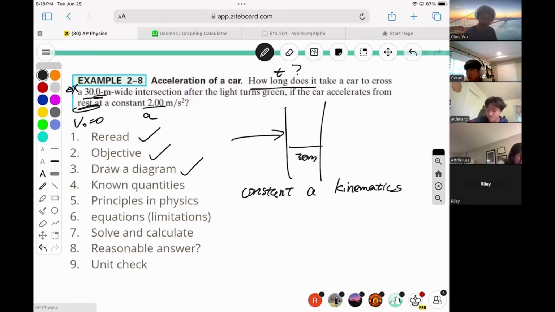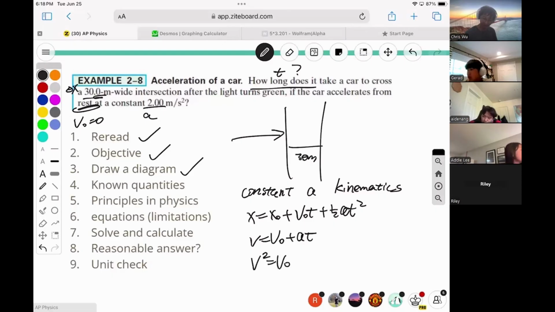So several equations to choose from. I have x equals x naught plus v naught t plus 1/2 at squared. I have v equals v naught plus at, and I have v squared equals v naught squared plus 2a delta x, right? And which one should I use? Well, I'm solving for t. I don't need that one because this one doesn't involve t at all, right? And for this one, do I know the initial? Do I know the final? I don't know the final, right? So I cannot use this one because I'm missing information there.